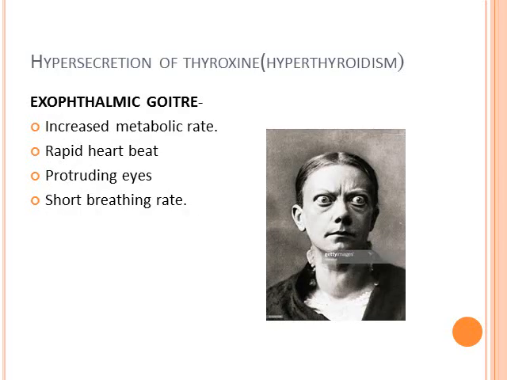Now, in this slide, we will discuss what happens when thyroxine is secreted more, or hypersecretion of thyroxine. Now, here in this picture, we can see that this lady is not normal. When thyroxine is secreted more, it is called exophthalmic goiter. What happens is protruding eyes. These persons have a rapid heartbeat. There is an increased metabolic rate and short breathing rate. And you can see in the neck region also, the neck is a bit swollen.